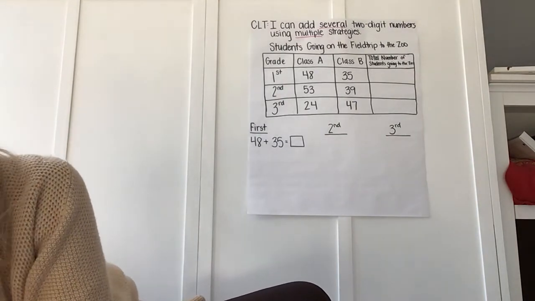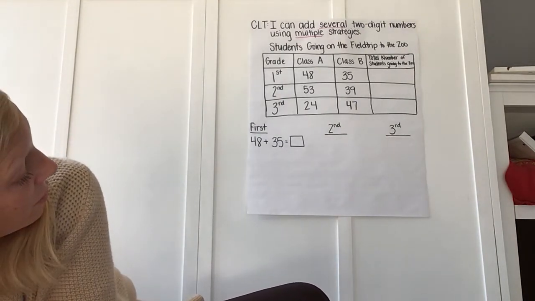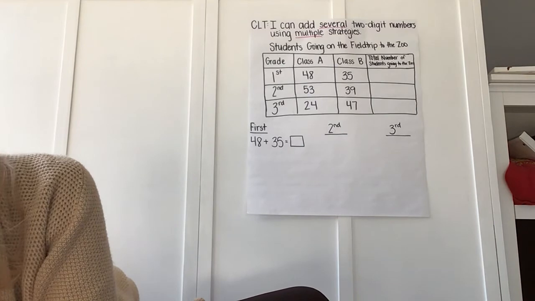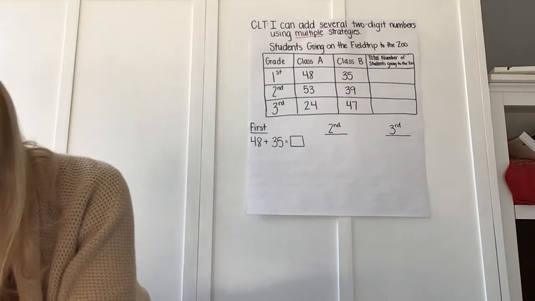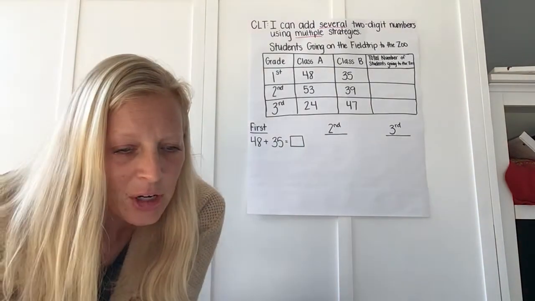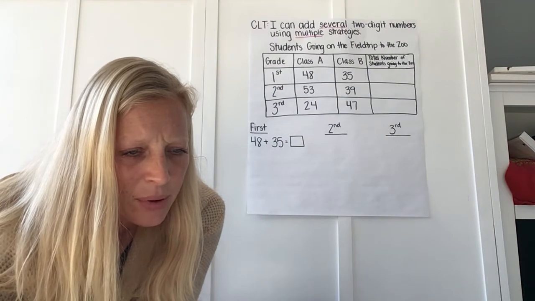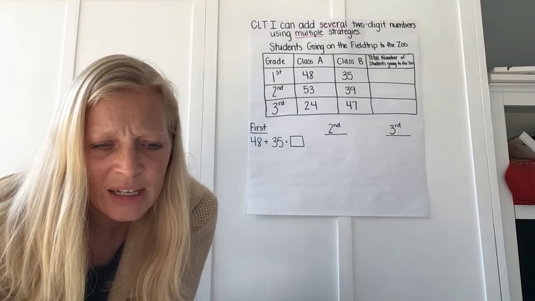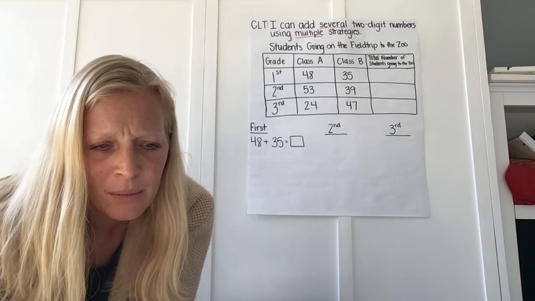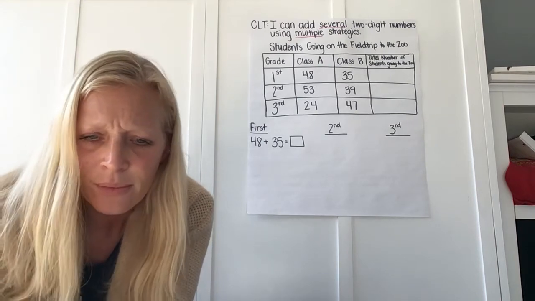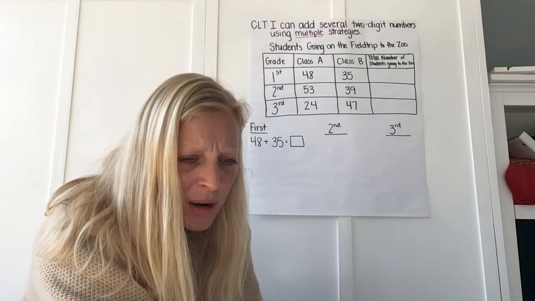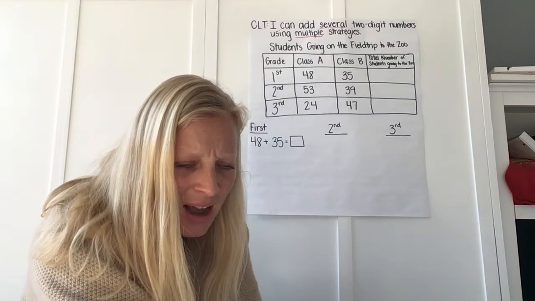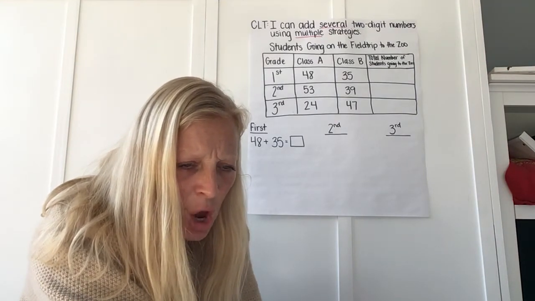Where is your 48 in your model? Where's your 35? How did you break these numbers up? Why did you break them up into tens and ones? I noticed you borrowed some numbers from 35 and added them to the 48. Why did you do that?